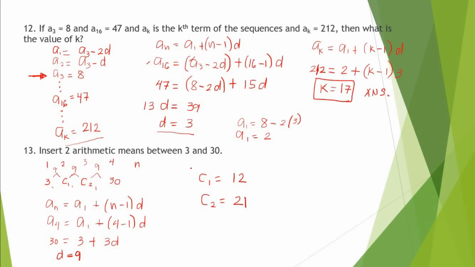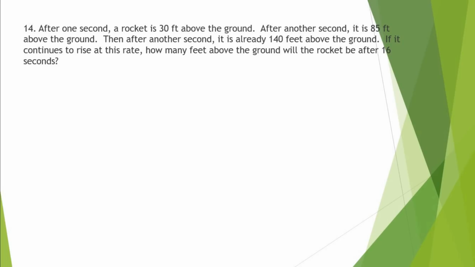Okay, so to complete our arithmetic progression or sequence, we have 3, 12, 21, and 30. And notice that the common difference is 9. 3 plus 9 equals 12. 12 plus 9 is 21. 21 plus 9 equals 30. So this is our answer: 12 and 21.